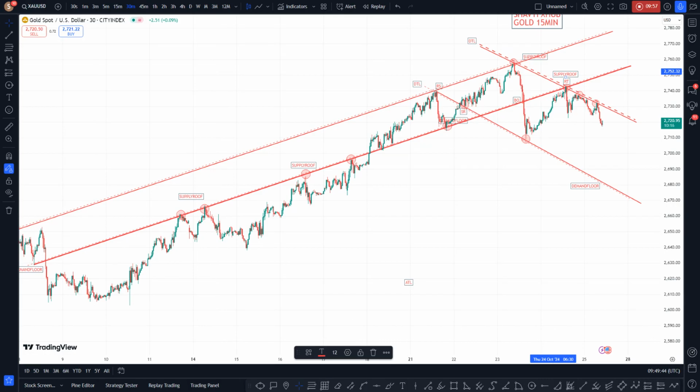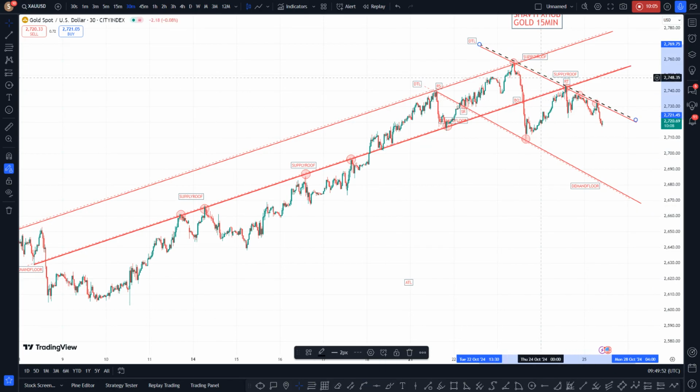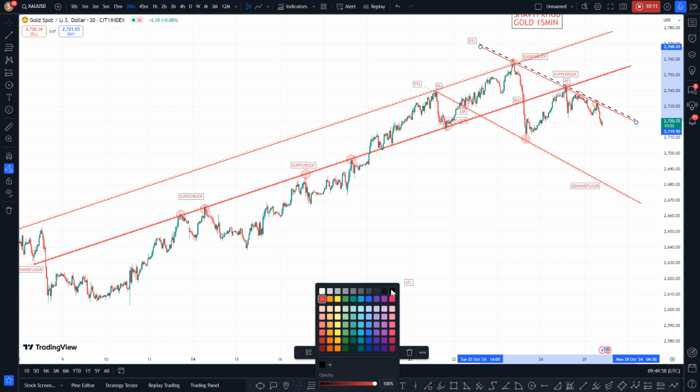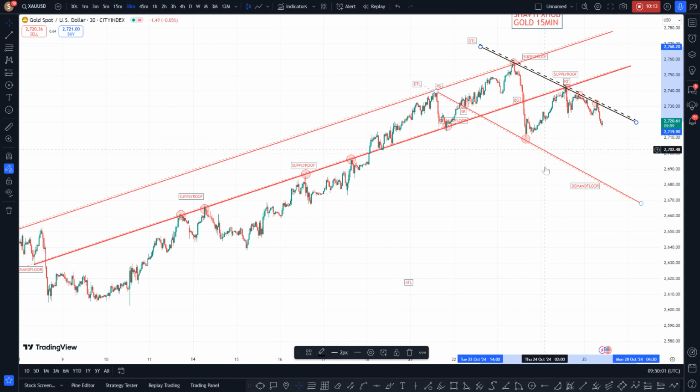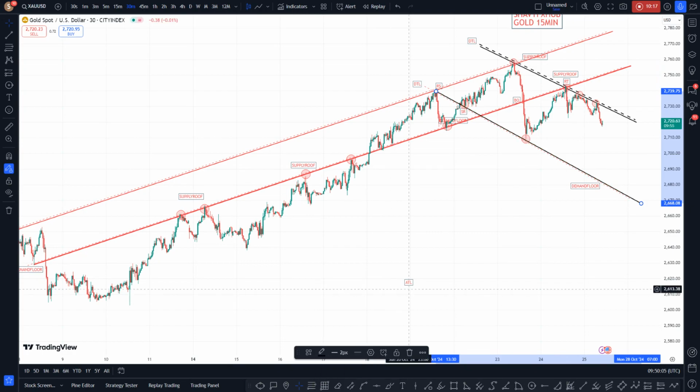So the next thing we are going to look at is we are now left with two boundaries. Let's change the color. We are left with two boundaries, so we have to change the colors. Let's change them to black. So we have here now a supply roof and a demand floor.